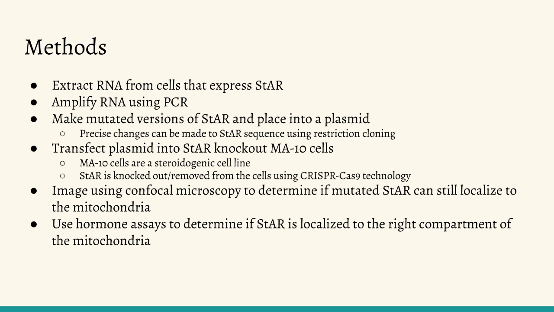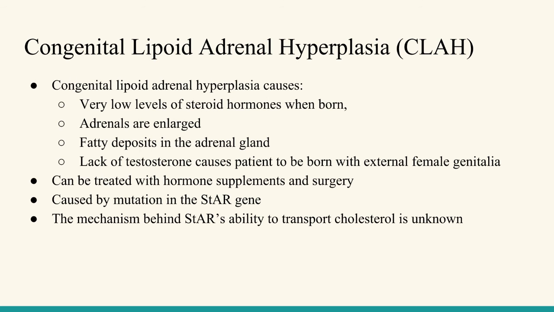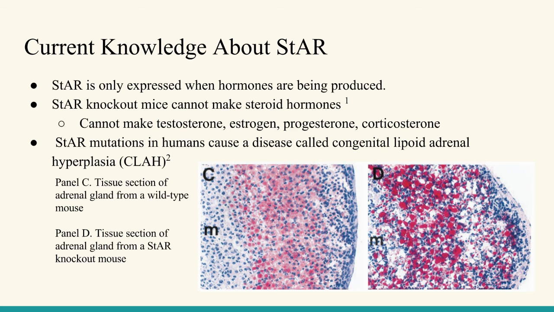I talked about CLAH, a dysfunction that happens with respect to the gene. You said that it's caused by a mutation in the STAR gene. Do we know what specific mutations, what gene changes, lead to it? It just means you don't produce STAR. If STAR isn't there to bring in the cholesterol, then the adrenal glands don't produce steroids.